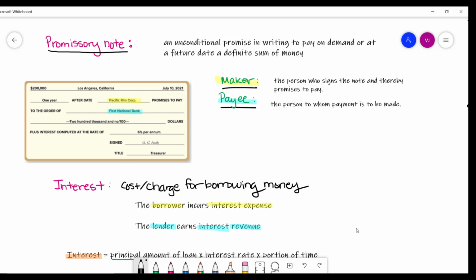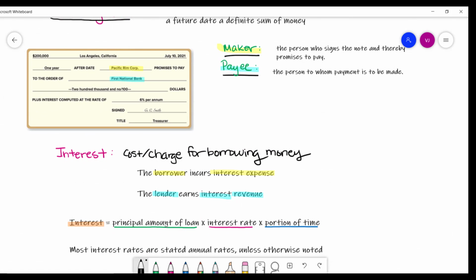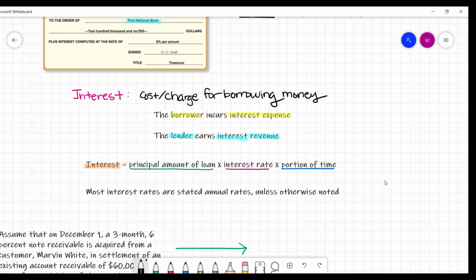So how do we calculate interest? Interest is going to be the principal amount of the loan times the interest rate times the portion of time that we're talking about. Most of the time interest rates are going to be stated annual rates unless otherwise noted. Unless they tell you this is a monthly interest rate, you can assume that the interest rate is an annual rate. So the 6% here is an annual interest rate: how much interest would be paid for a full year.